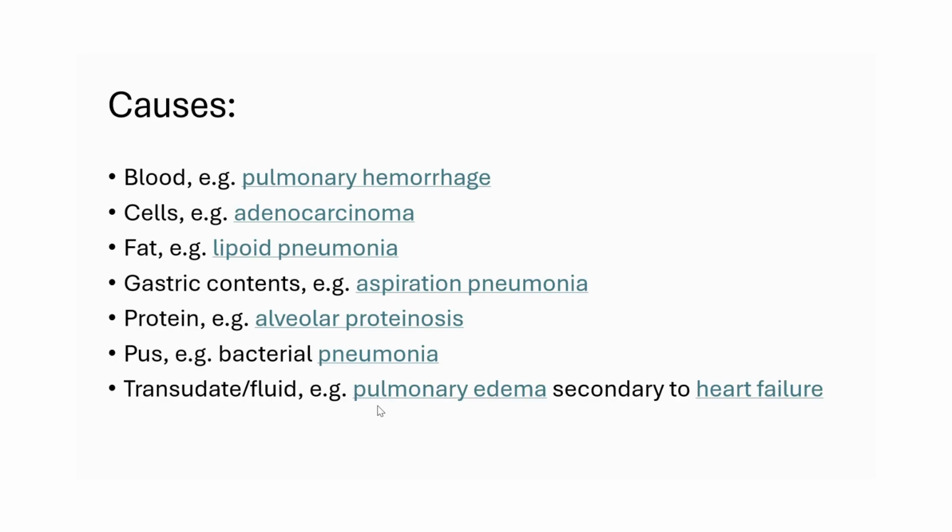Now, what are the causes of consolidation? Depending on the cause, if it is filled with blood, then pulmonary hemorrhage. If it is filled with cells, then malignancy or adenocarcinoma is the cause. If due to fat, then lipoid pneumonia. If it is due to gastric content, aspiration pneumonia. If due to protein, then alveolar proteinosis. If pus or infective material, then pneumonia or bacterial pneumonia. And if it is due to transudate or fluid, then pulmonary edema. It could be cardiogenic or non-cardiogenic. So these are the causes of consolidation, and according to the cause, its name.